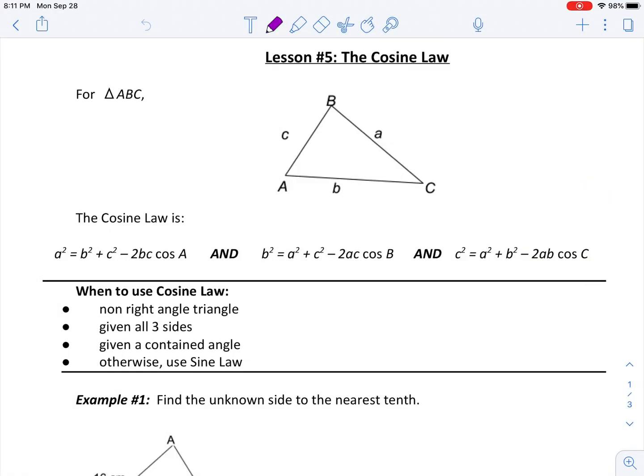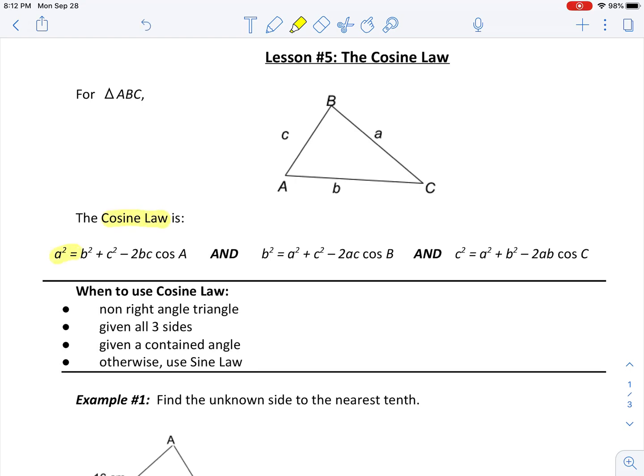Okay, last lesson. Lesson number 5 is cosine law. Again, some of you may have done this last year already. Some of you may be new. We use this for acute triangles, again, triangles without the 90-degree angle. You can use it for 90 degrees. But if we have an acute triangle, the only option is sine law or cosine law because SOHCAHTOA does not work for non-right angle triangles. So here's our cosine law.